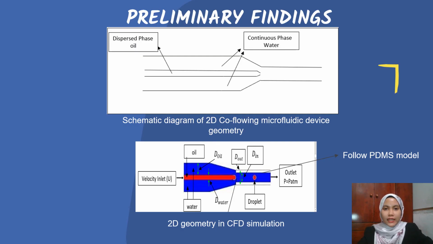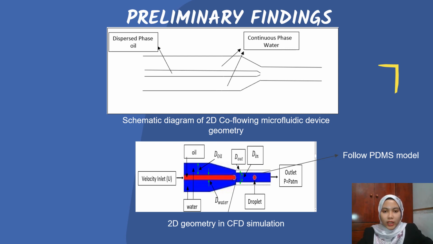This slide is about the preliminary findings from the previous study. The geometry of the co-flowing channel they used was an experimental method to investigate the bubble formation. In my project, I will use the geometry of the co-flowing channel based on their experimental method in the CFD simulation method. The model that I will use for the co-flowing channel is the PDMS model that I got from the previous study.